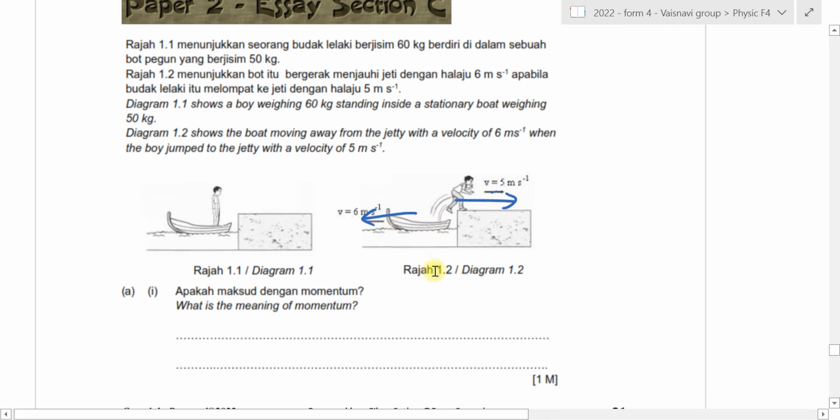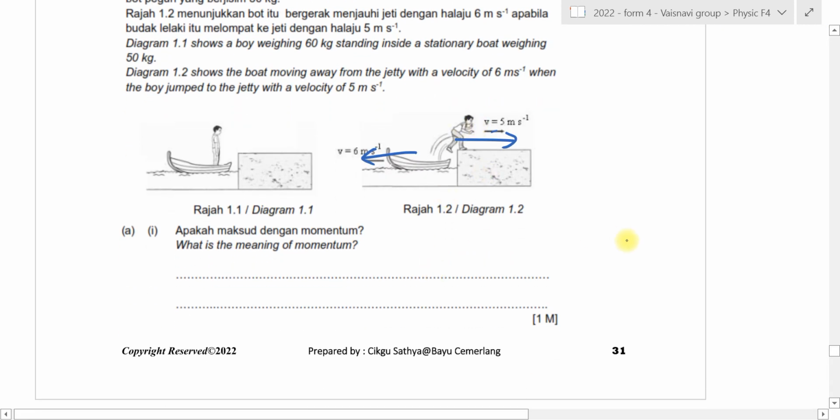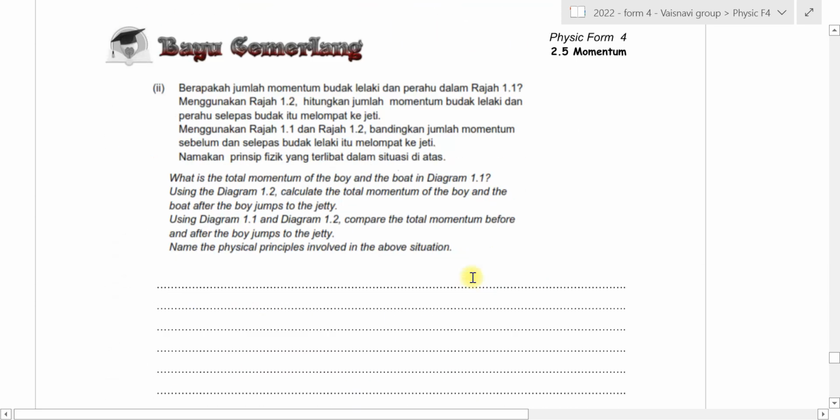So, what is the meaning of momentum? Product of mass and velocity. Very good. Product of mass and velocity.